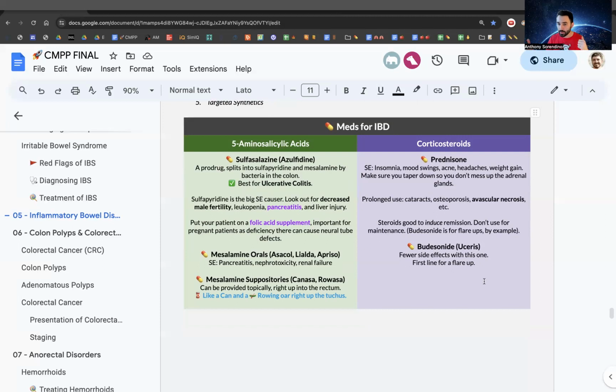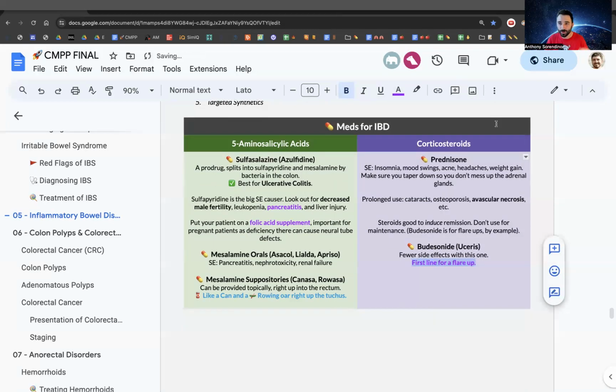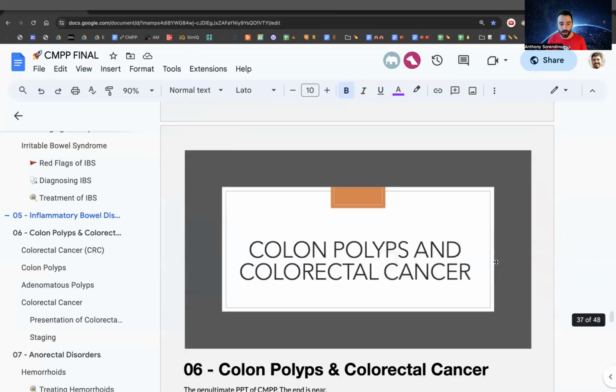Okay, budesonide is another one here. Fewer side effects when compared to prednisone. This is actually first line for a flare-up. I should have put it first here. Just know, prednisone, like a predator, negative connotation, more side effects. Budesonide is going to be better.